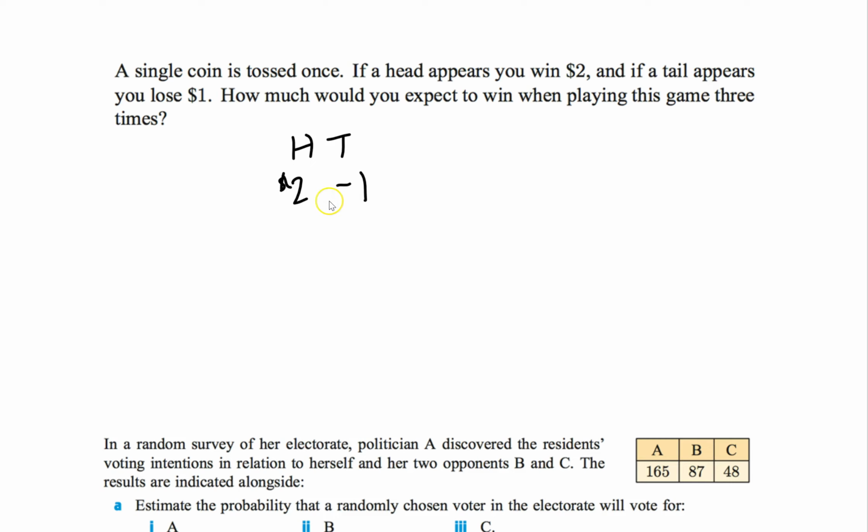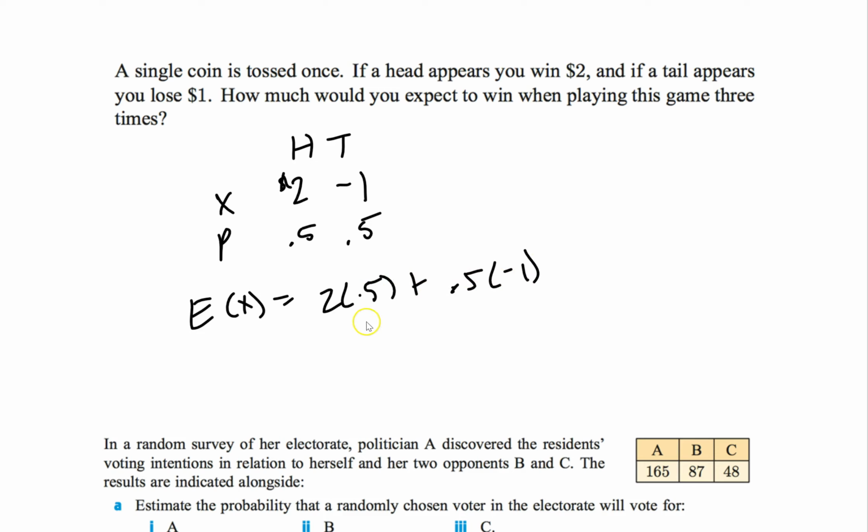So first, let's talk about one time. Right? Heads, tails. Odds of getting heads is 50%. That's here's our x. Here's our probability. Odds of getting tails is 50%. So the expected value of one time you're doing it, just remember, multiply and add. 2 times 0.5 plus 0.5 times -1. I get 1 minus 0.5, or 50 cents. Right, so on average, you're supposed to win 50 cents.